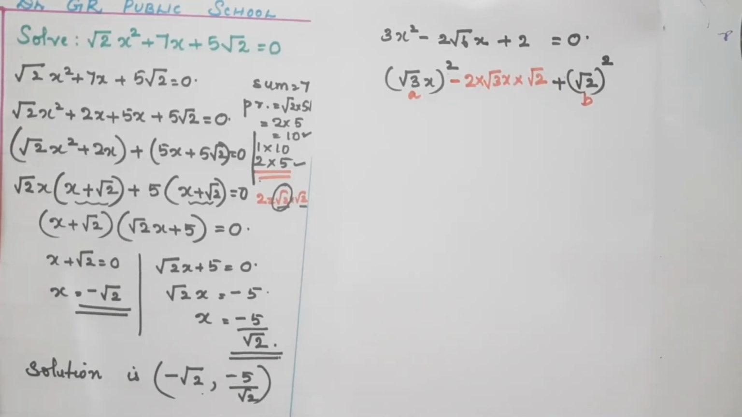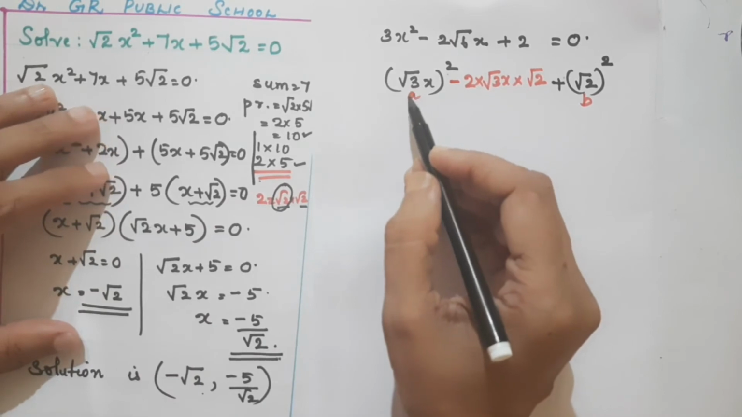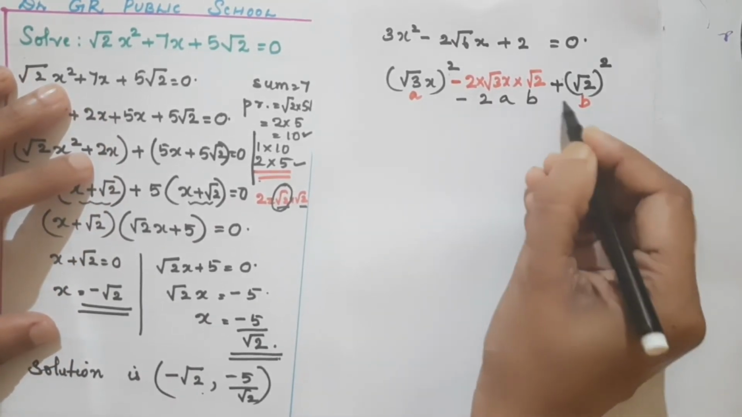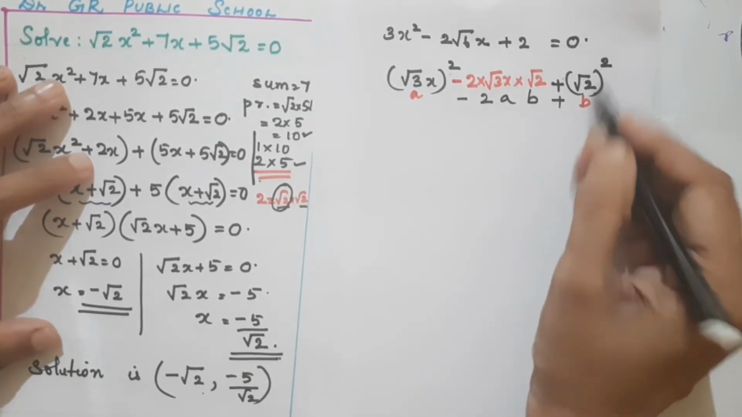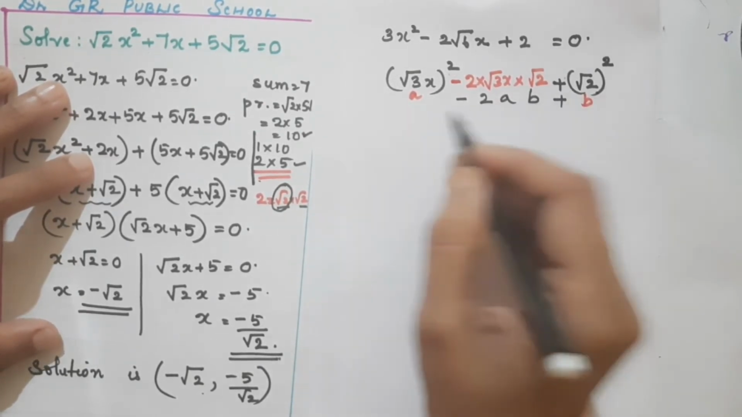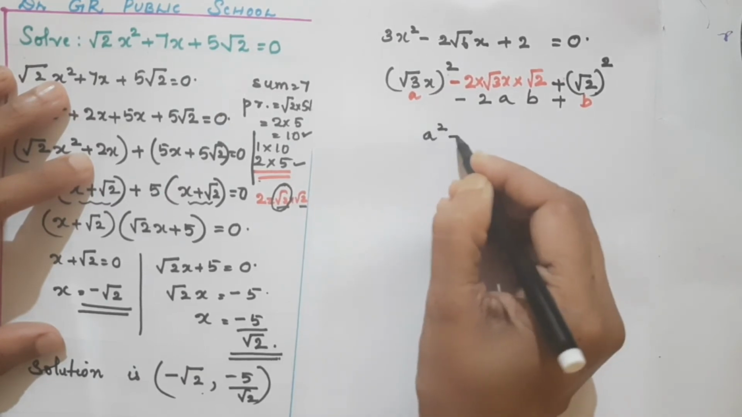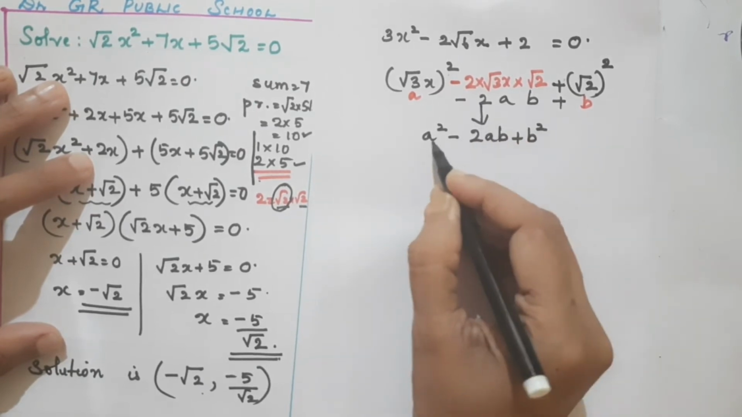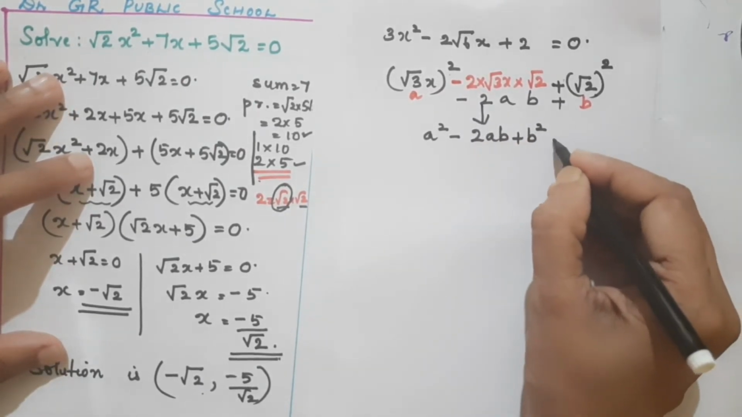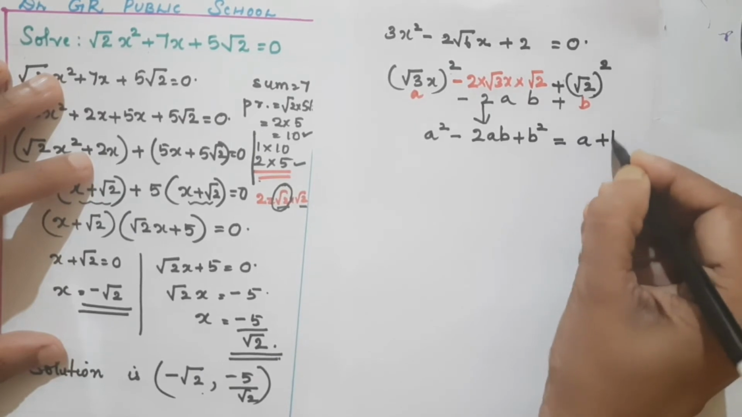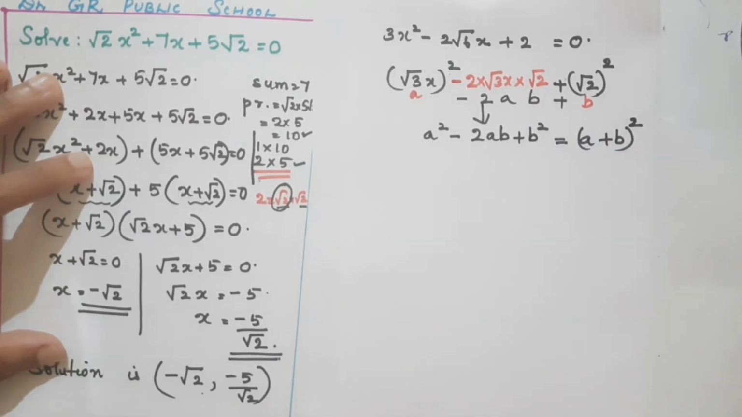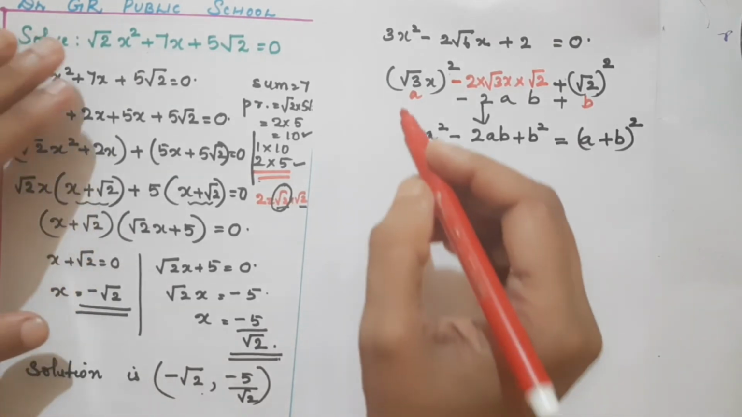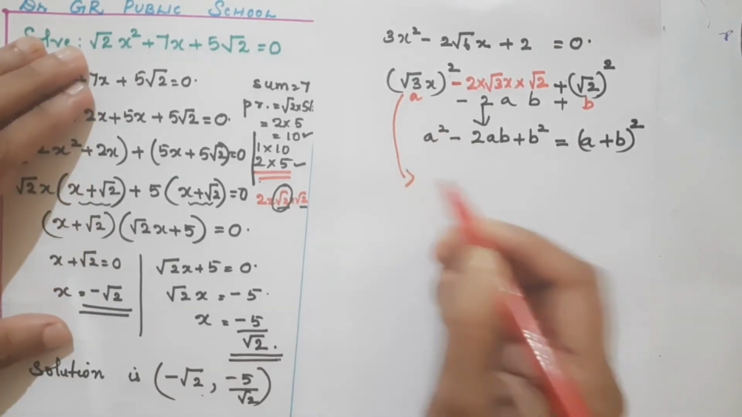Okay. Now just look at this. This is A square minus 2ab plus b square form, isn't it? So this is A square minus 2ab plus b square form. What is A square minus 2ab plus b square? It can be written as a plus b the whole square, isn't it?